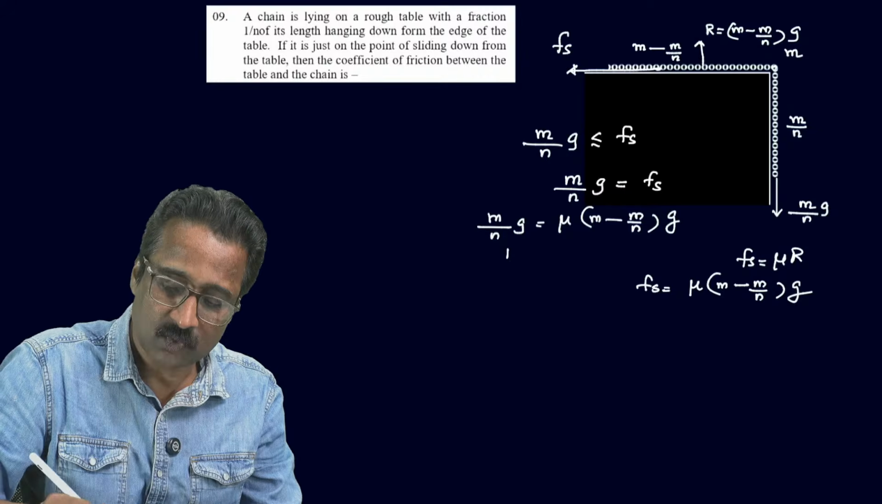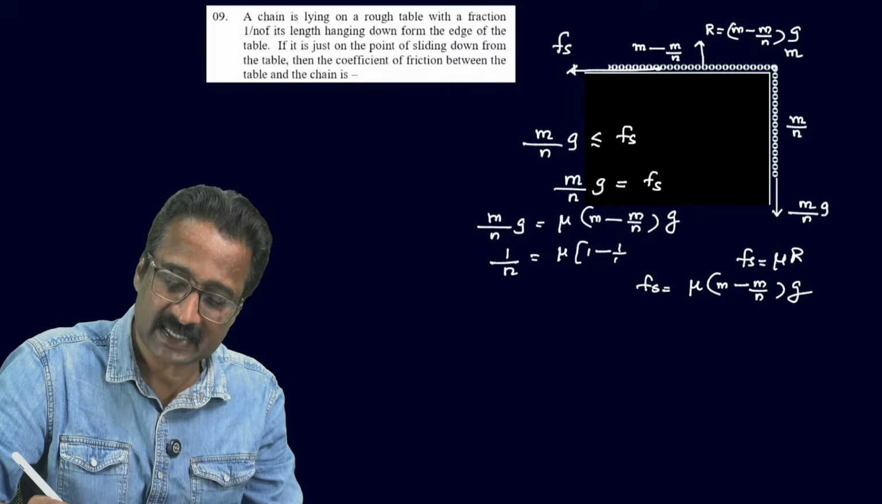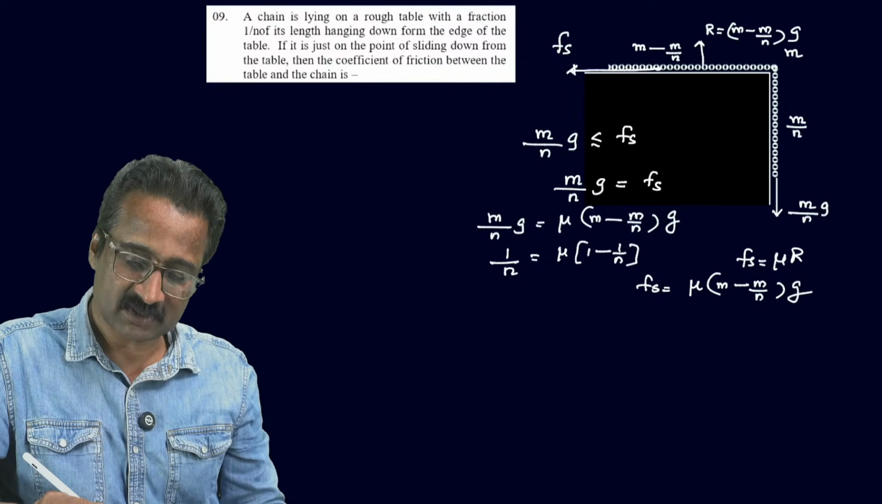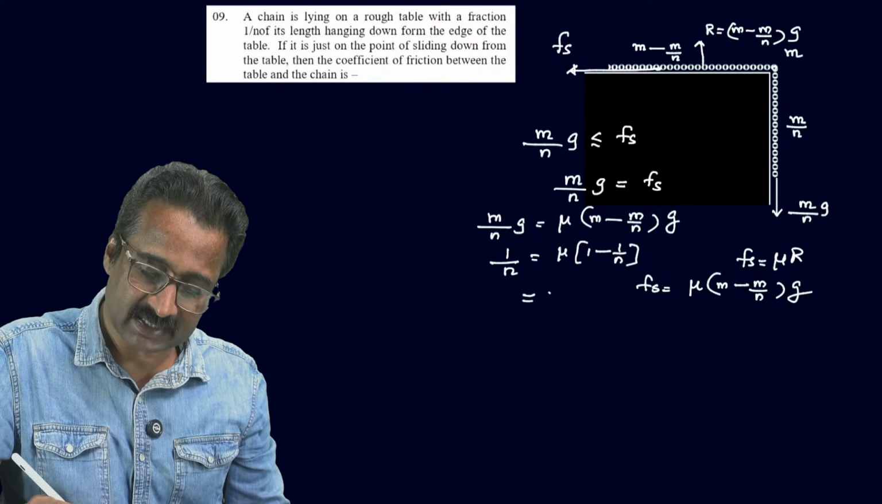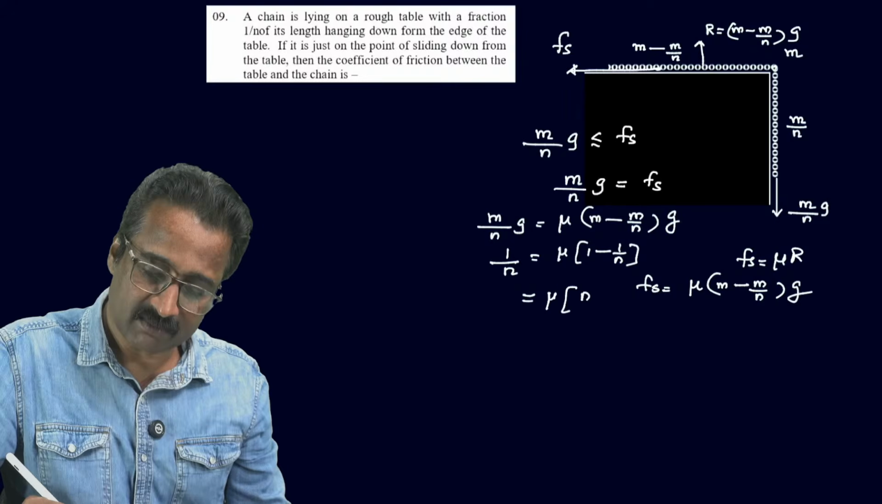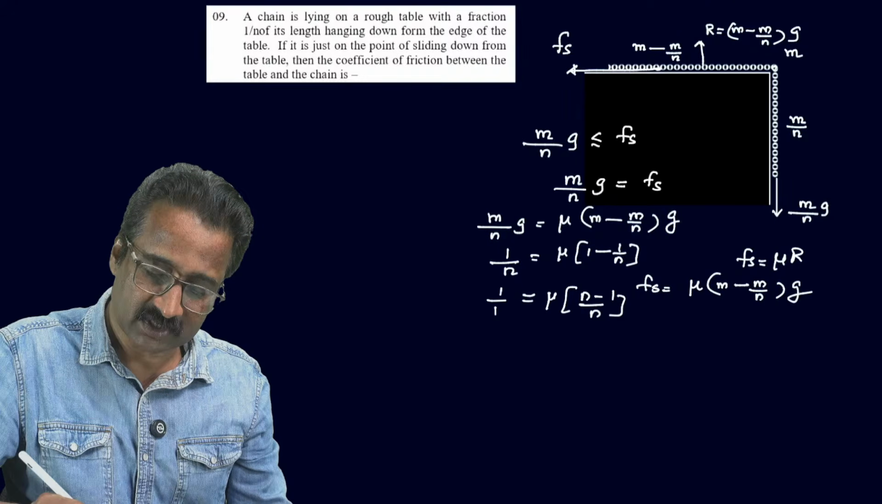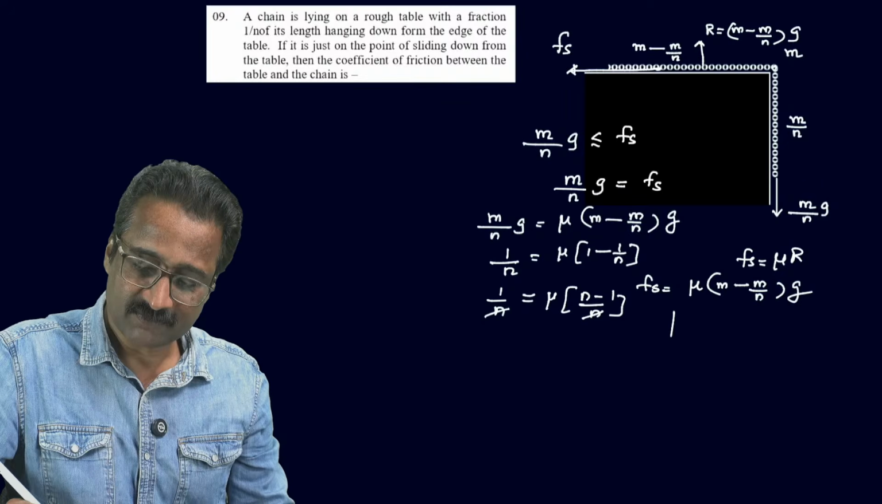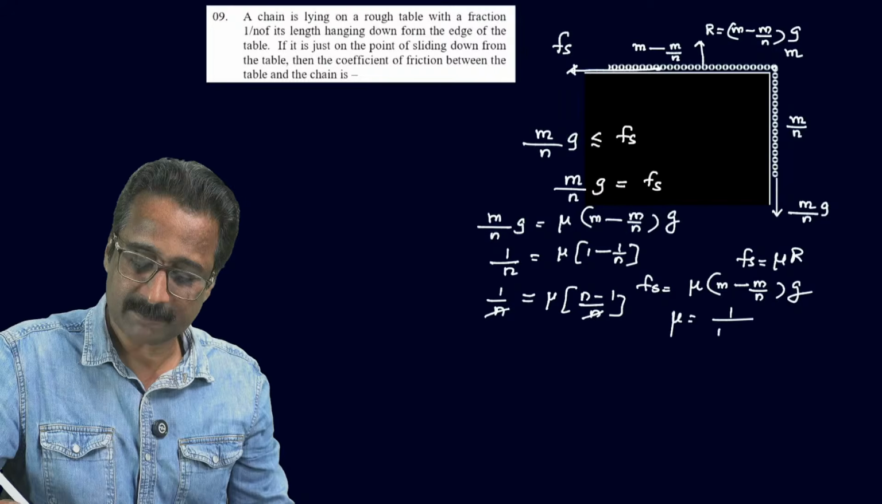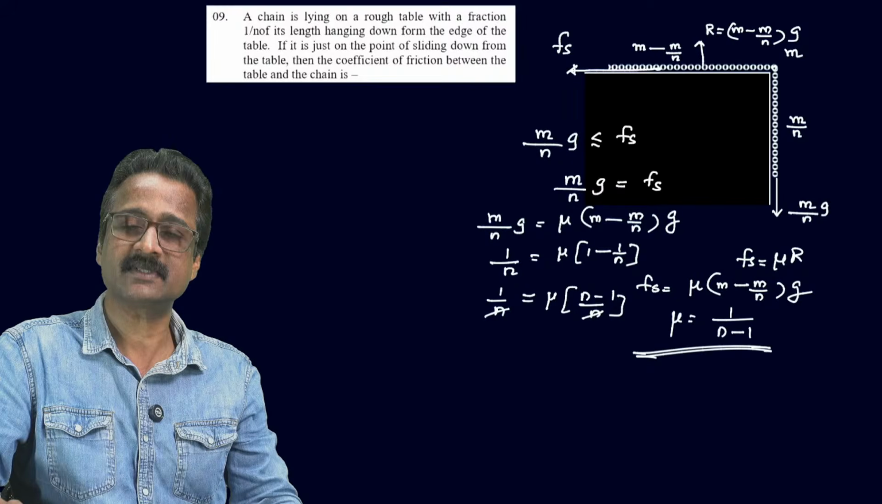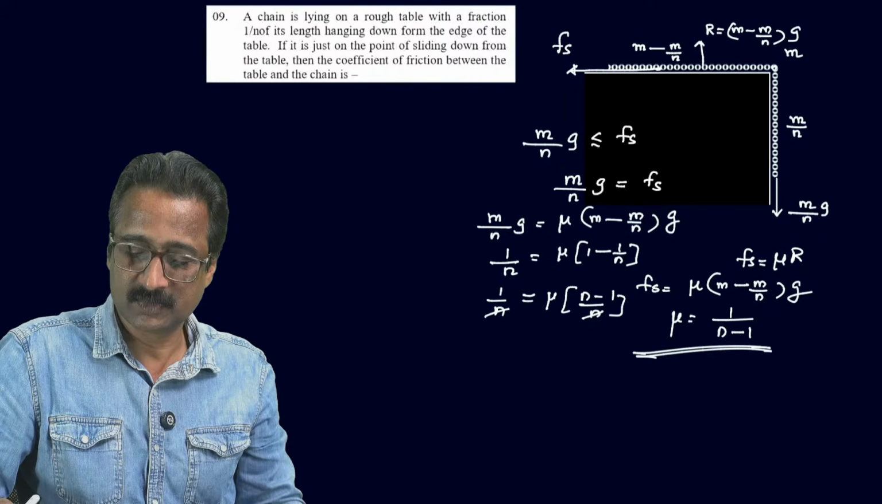What remains is 1 by n equal to mu into 1 minus 1 by n. That is it. Now let me simplify this. 1 minus 1 by n can be written as mu into n minus 1 divided by n, and on the other side also there is 1 by n. So n and n cancel. Finally, I get mu as 1 by n minus 1. That is the answer. So the result is mu equal to 1 by n minus 1.